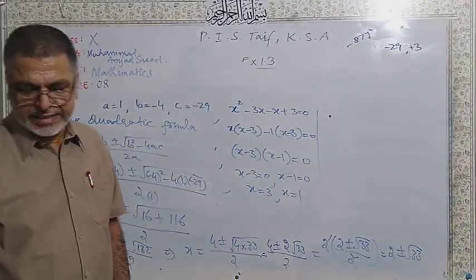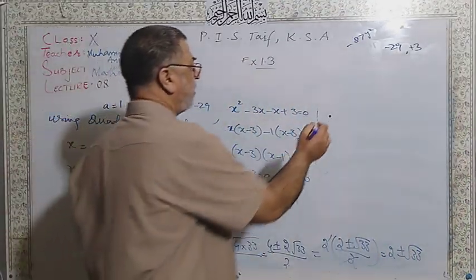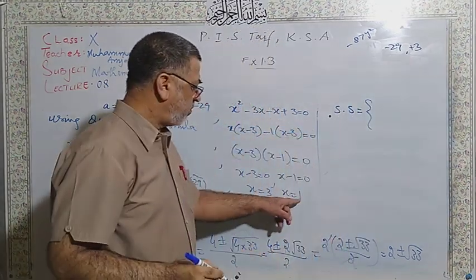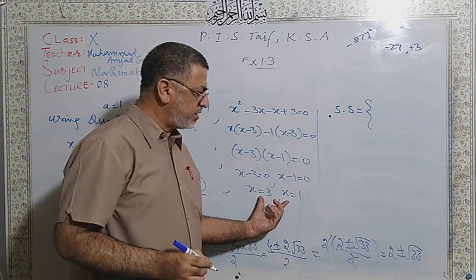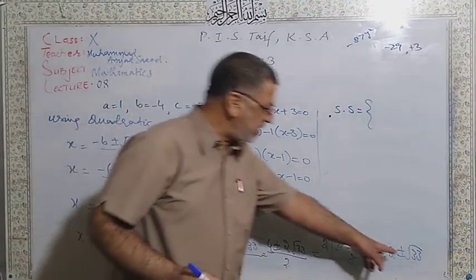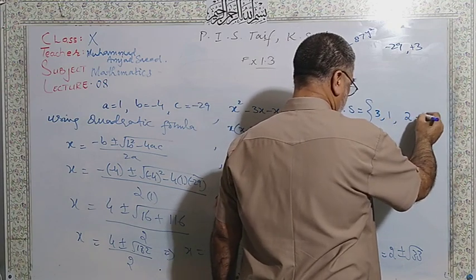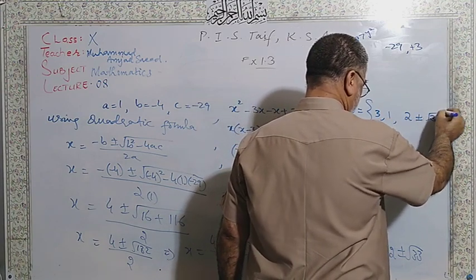So your solution set is 3, 1, these are 2 roots, and these are 2 roots also: 3, 1, 2 plus minus root 33.